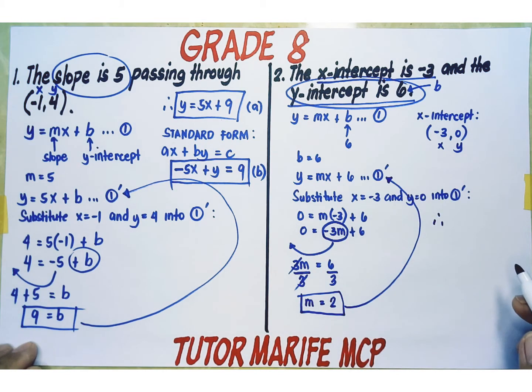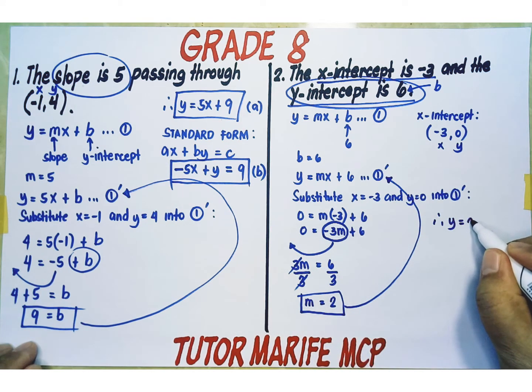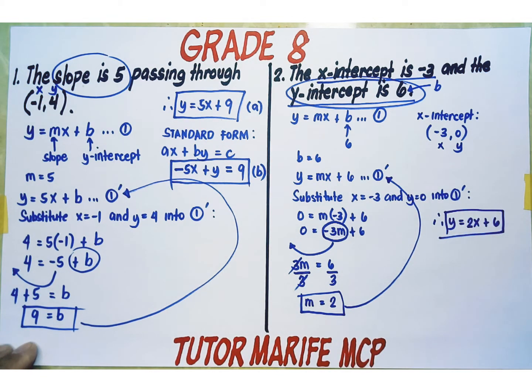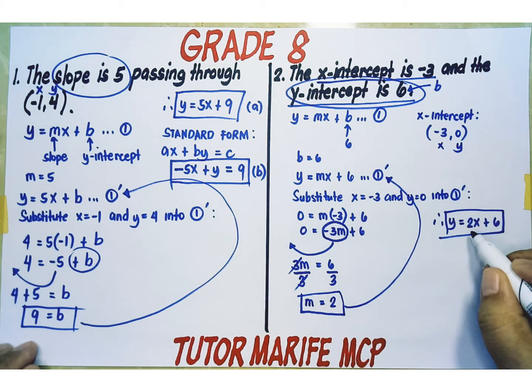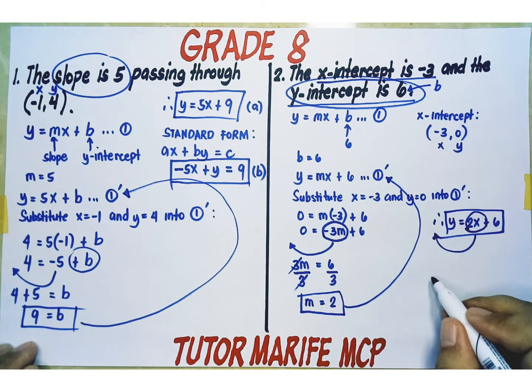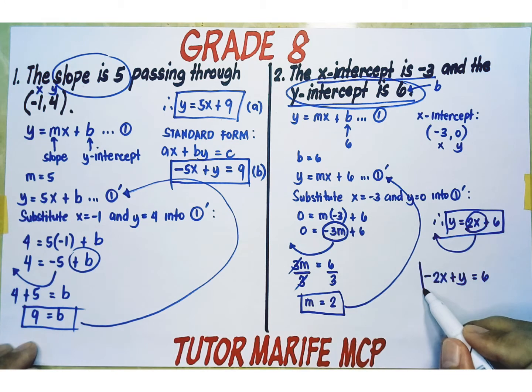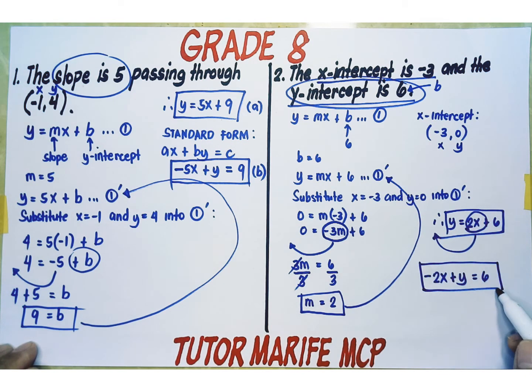Therefore, our equation in slope-intercept form is y equals, our m is 2, 2x plus 6. This is our first answer. Okay? So for the standard form of the line, we only need to transpose the x term to the left. So it becomes negative 2x on the left. You copy y, then write 6. This is the equation of the line in standard form. So this is our answer for letter A. This is our answer for letter B.